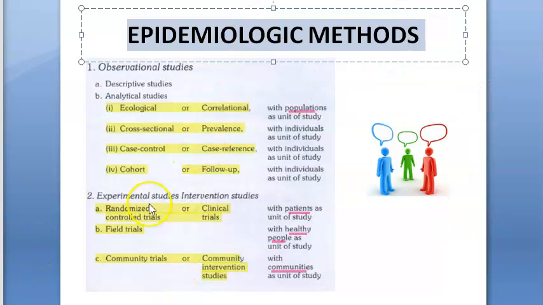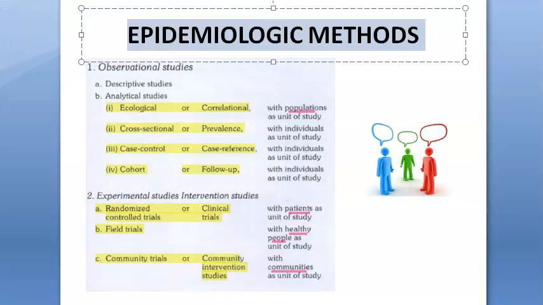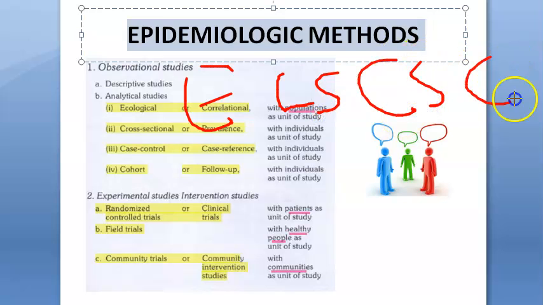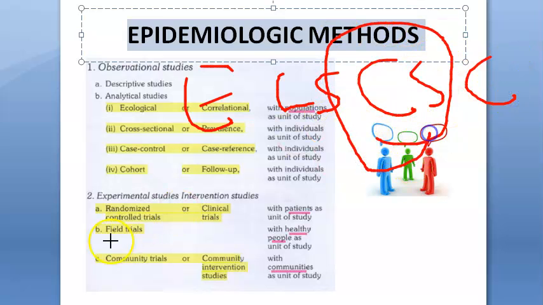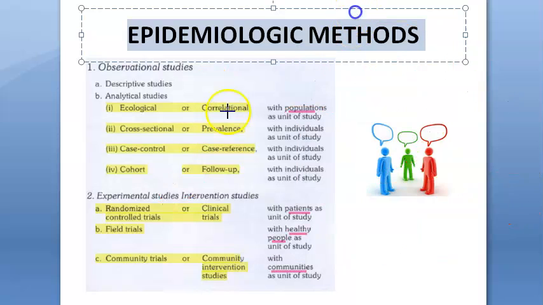So did you understand, guys, why we are doing these analytical studies? Now let's get started. What types of analytical studies are there? Ecological, cross-sectional, case control, and cohort. Four things you have to remember. We are focusing on case control in this video. Remember that ecological is related to population, but cross-sectional, case control and cohort are all about individuals.